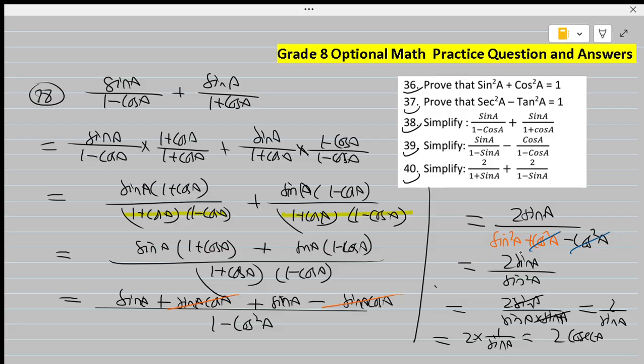So from the beginning, number 1 up to 40, including coordinate geometry, statistics and trigonometry, we revised for this grade O math as a practice.